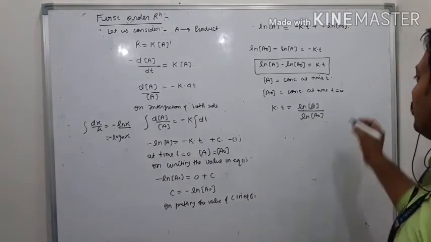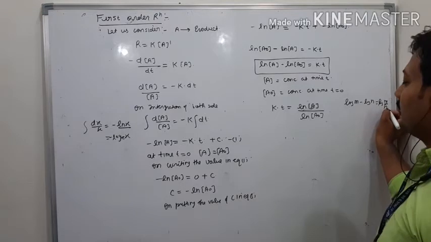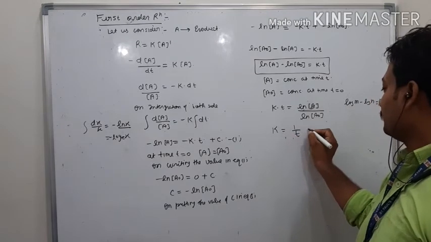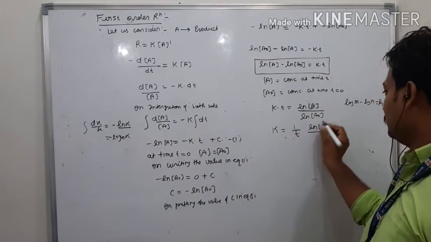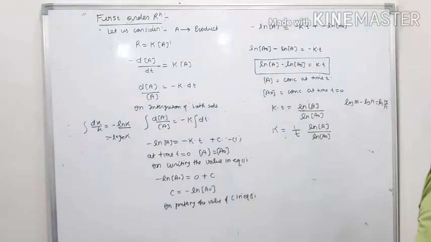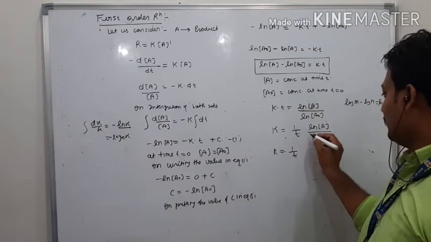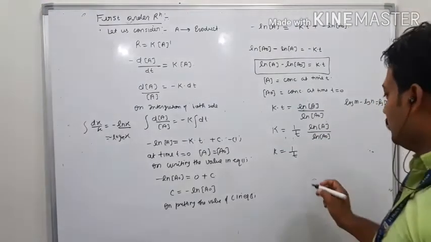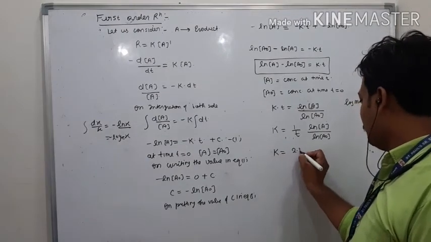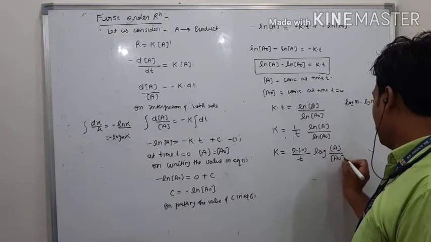You know very well why, sir? Because log m minus log n is equal to log m upon n. So we have no problem. Students, here k is equal to 1 upon t ln A naught upon A. When we replace the ln, we multiply by 2.303. So this is k is equal to 2.303 upon t log A naught upon A.